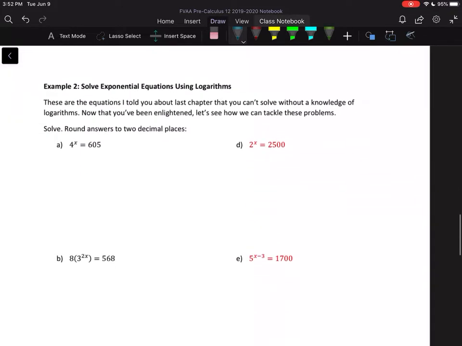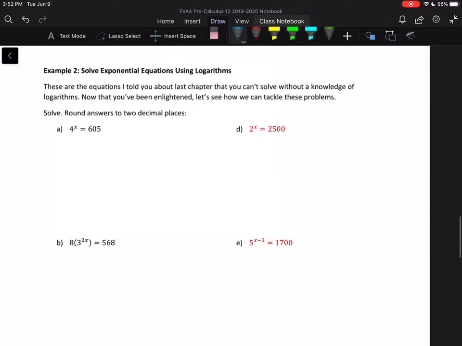All right, let's do some of these questions now. Okay. So these get a little tricky as we go, right? So we're going to do one, and then you're going to answer one. Some of these first ones are pretty easy, but they will get a little bit tougher as they go. All right, so these are equations I told you about last chapter that you don't solve without a knowledge of logarithms. Now that you've been enlightened, let's see how you can tackle these problems. All right, and we're just going to round our answers to the first decimal.